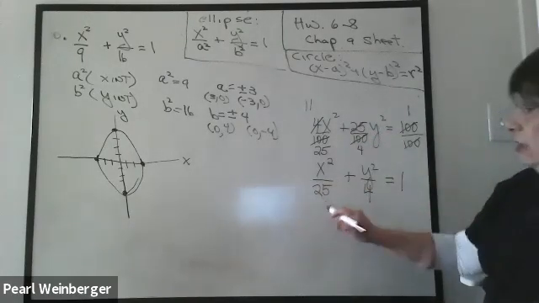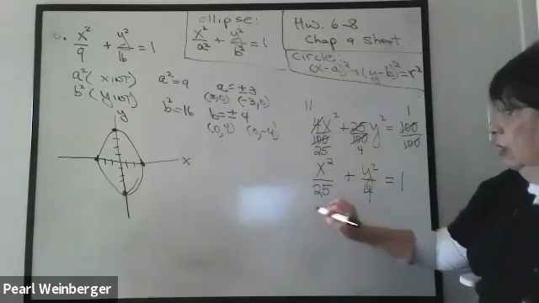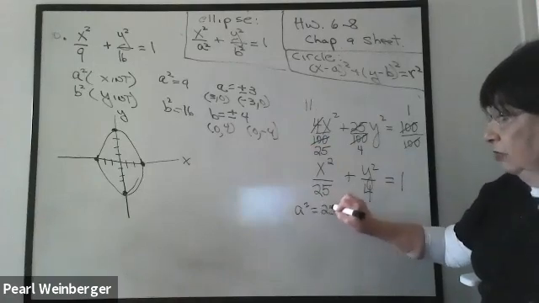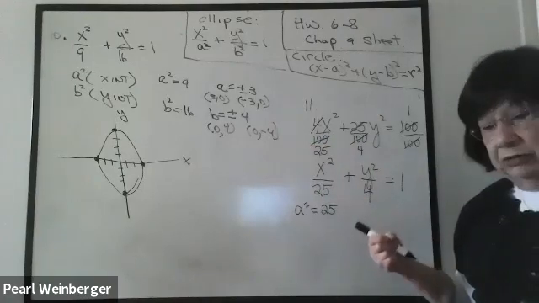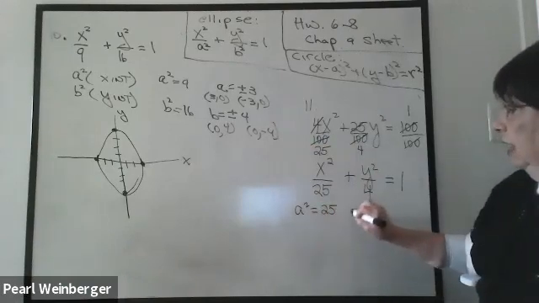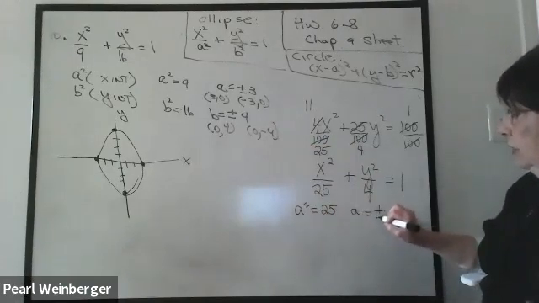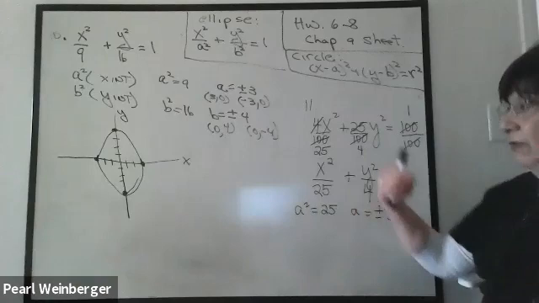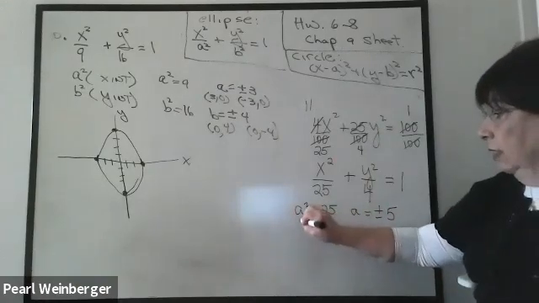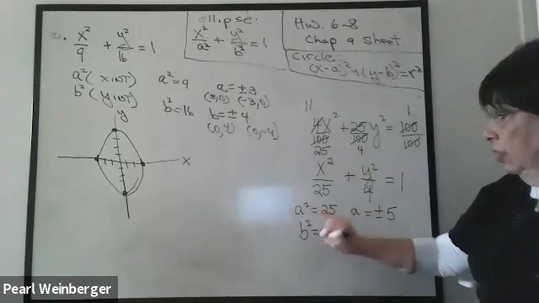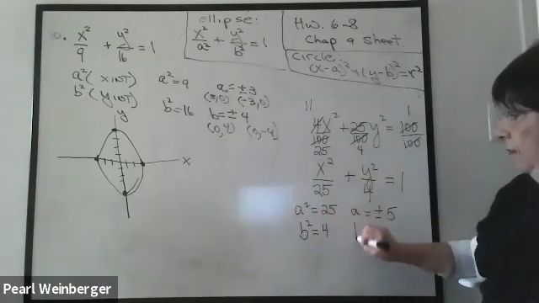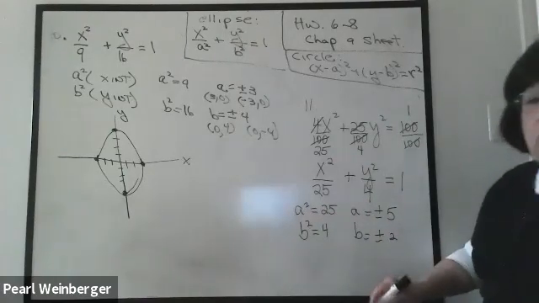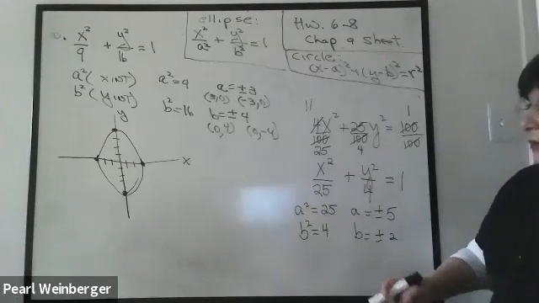Okay, once we have it in standard form, we can do what we did before. We'll get our x-intercepts by taking the a squared, which is 25. The a squared is always the number that's underneath the x squared, which will give me that a is either positive or -5. So we have two x-intercepts, 5 and -5. My b squared is the number underneath the y squared, which happens to be 4. That means the b can either be +2 or -2. My y-intercepts are either 2 or -2.